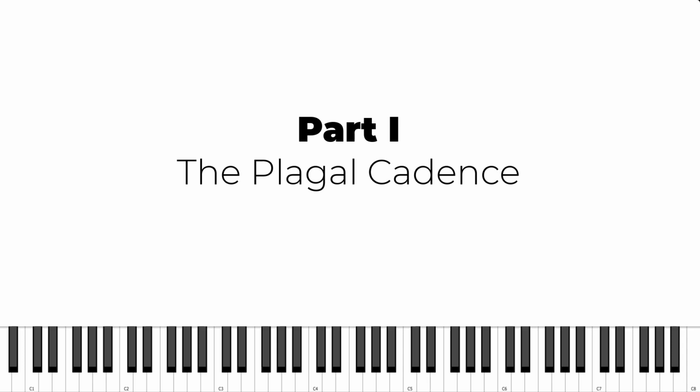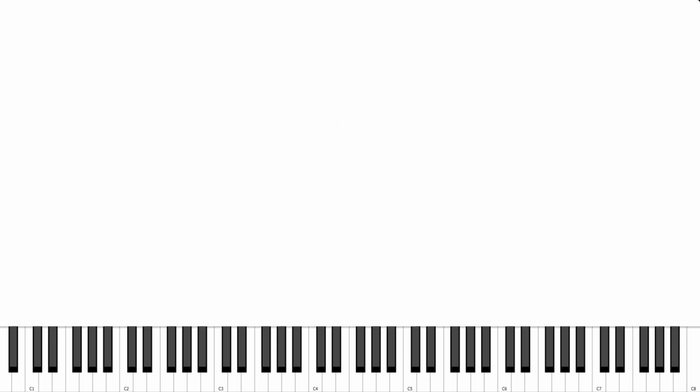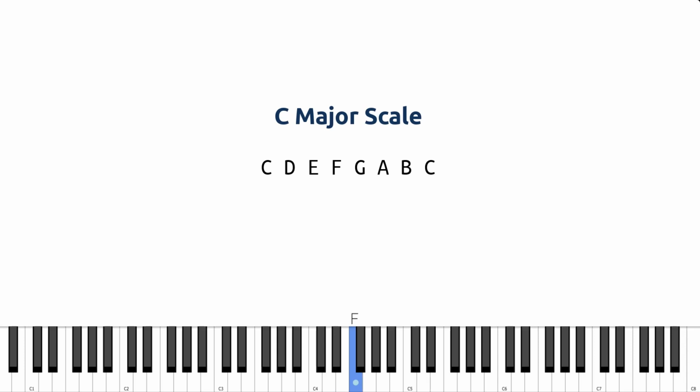To explain the Plagal Cadence, we'll start by looking at a simple C major scale, which is made of the notes C, D, E, F, G, A, B, and back to C. We call the successive notes the scale degrees. The first degree is C, the second is D, the third is E, and so forth.